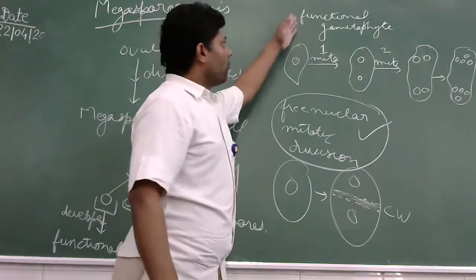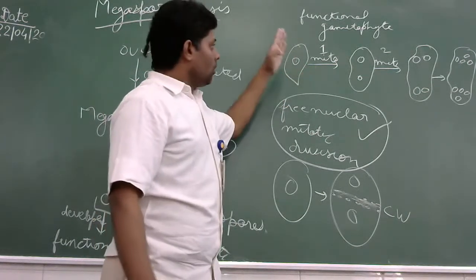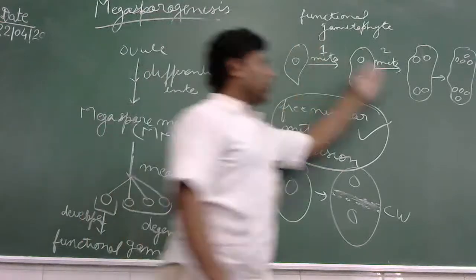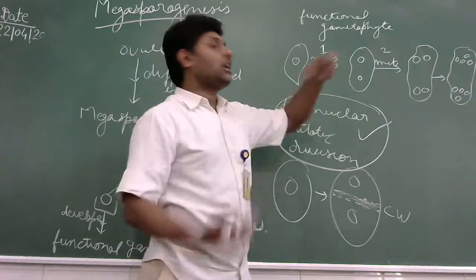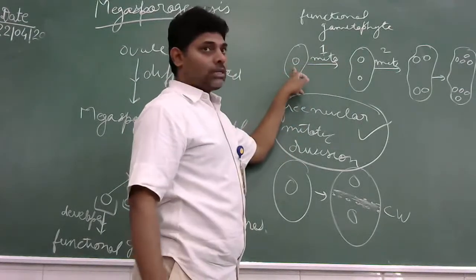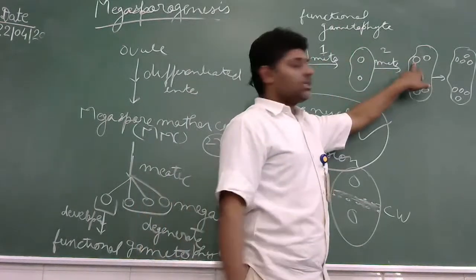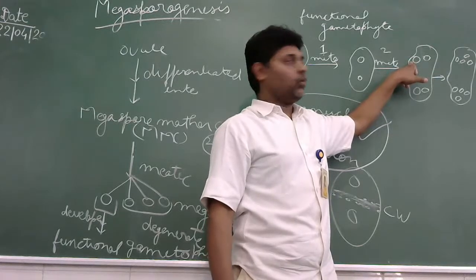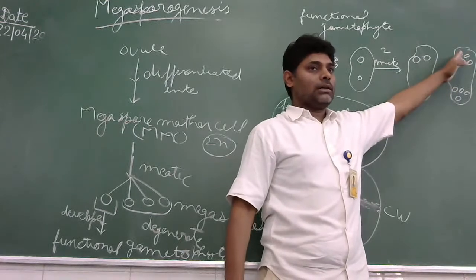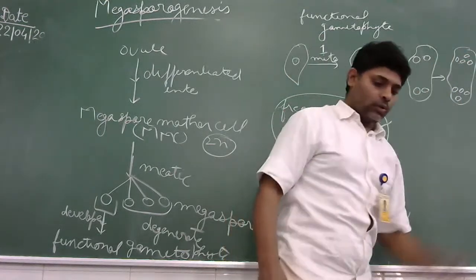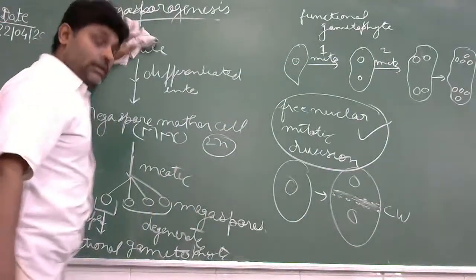Okay, so in the functional gametophyte, free nuclear mitotic division will occur. One nucleus makes two, then four, and then eight, and these nuclei are arranged at different poles as we are seeing in the diagram. When the nucleus is divided, two nuclei are arranged at different poles. Similarly, each nucleus divides and they stay at the same pole. So four nuclei are at the north pole, four are at the south pole. Further, what is the fate of these eight nuclei?